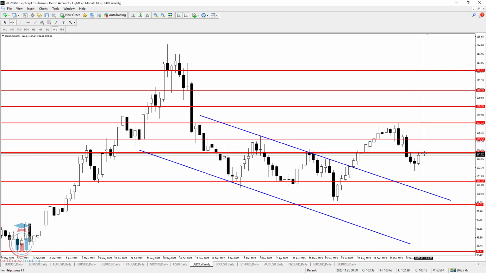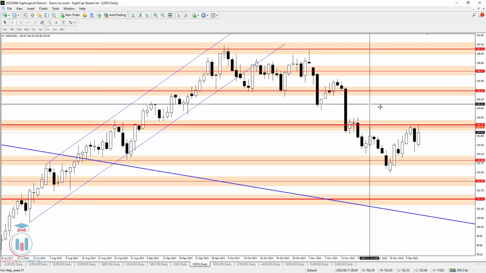So the next one that the price needs to break on the weekly time frame is 104.22, which is a very important level. We can see it here. For that, we need to watch what happens on the daily time frame, because currently this is something that is not very clear what could happen next week.